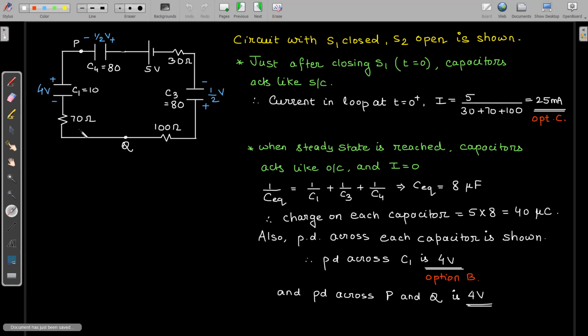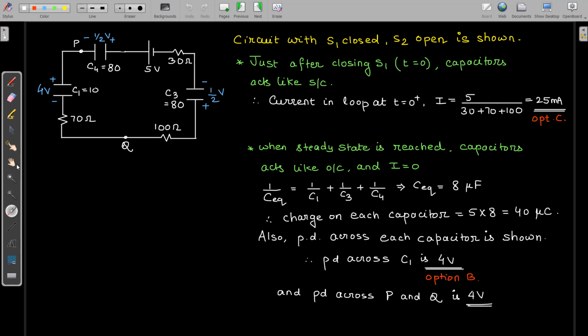And since the current at steady state is zero, there is no current in this loop at steady state. So at steady state, the potential difference across these points P and Q will also be equal to 4 volt because current is zero. So there will be no potential drop across this 70 ohm resistor. Current will be zero at steady state. So across points P and Q, the potential difference is simply the potential difference across C1, which is 4 volt.